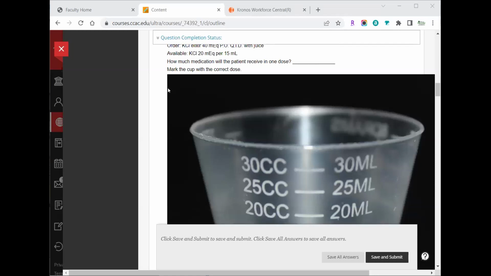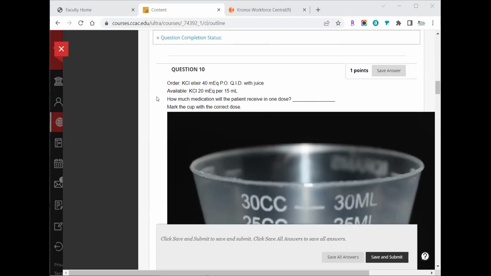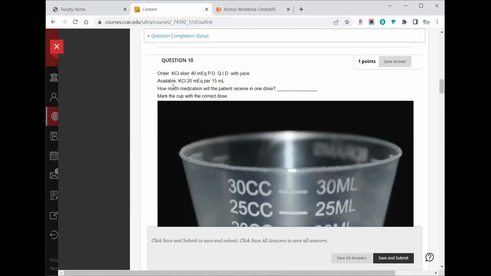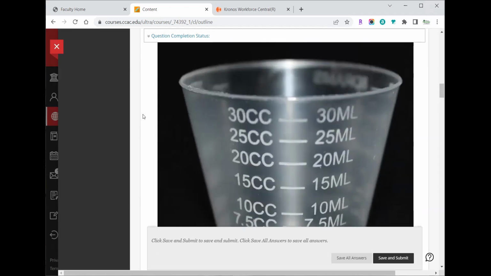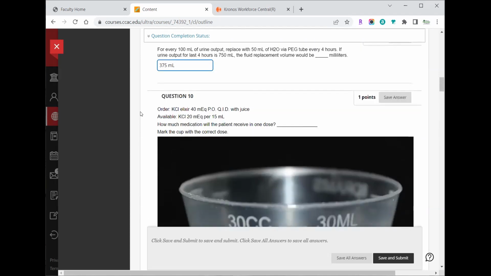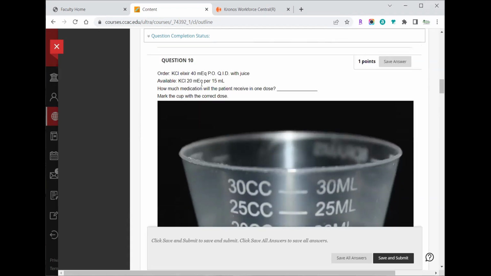So, all right. So the first question here, there is no label here, but they give you all the information you need to solve this. They tell you to order 40. They tell you what's available, 20. Then it says how much medication will the patient receive in one dose, and then to mark the cup. So really this question is about marking the cup more so than anything, or I mean, obviously you have to do the calculation to get it, or you can just rationalize through it.